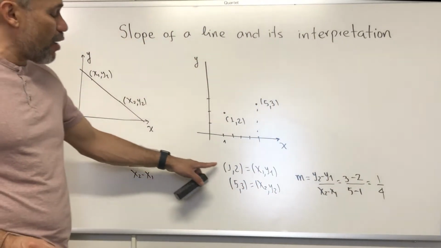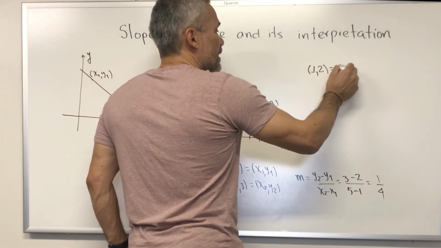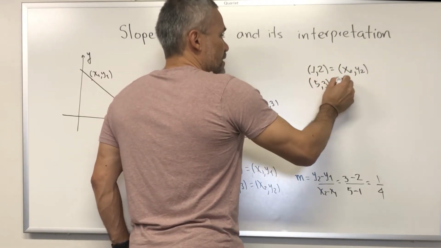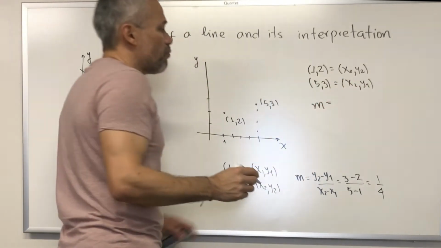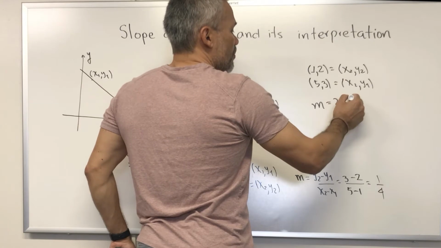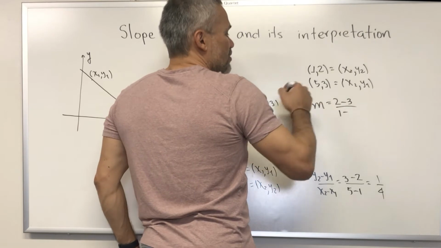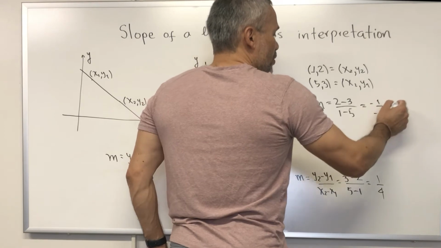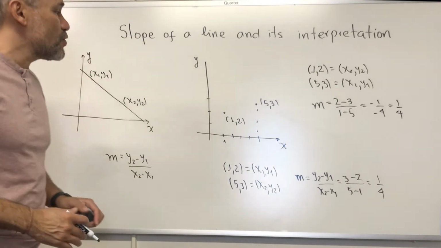Notice that it doesn't matter how we label the points. We can say that 1, 2 is the x2, y2, and 5, 3 is the x1, y1. And if we compute the slope, it will be y2, which is 2 minus y1, which is 3, over x2, which is 1 minus x1, which is 5, and this gives us -1 over -4, which is 1/4. Then when you want to compute the slope, it doesn't matter the way you label.